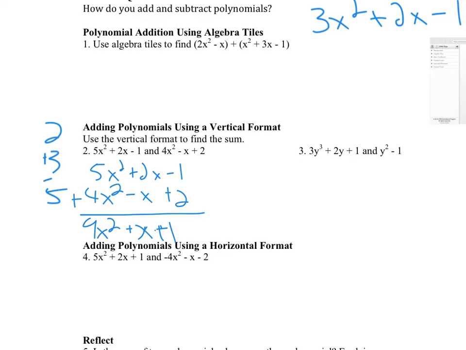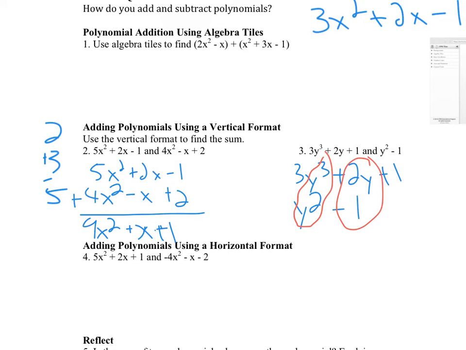Now, same thing on example 3 here. We get 3y cubed plus 2y plus 1. Now, one common mistake with this happens right here: students will just write these down, lining up the terms. And the issue is we have a y cubed lined up with a y squared, and then a y lined up with a constant. So that's not right. So then what we need to do is we need to rewrite that.